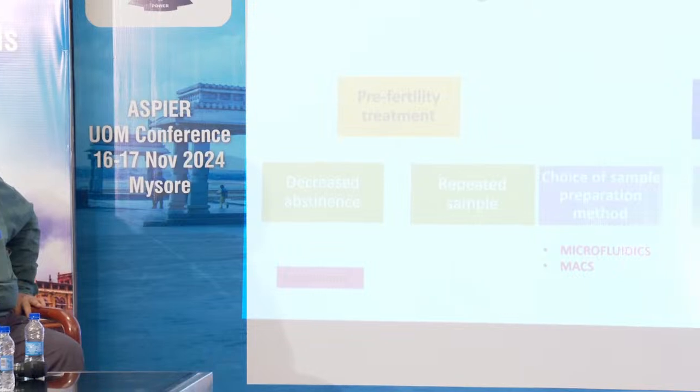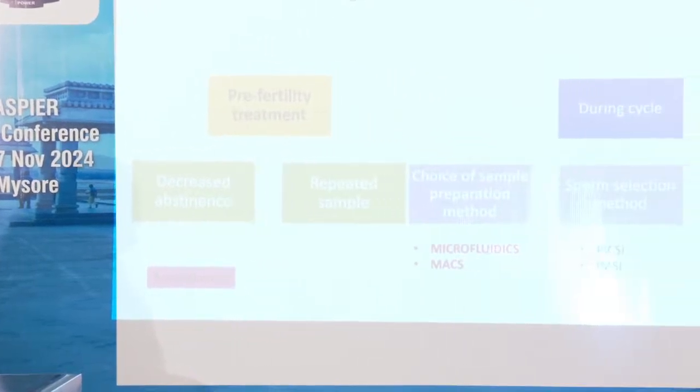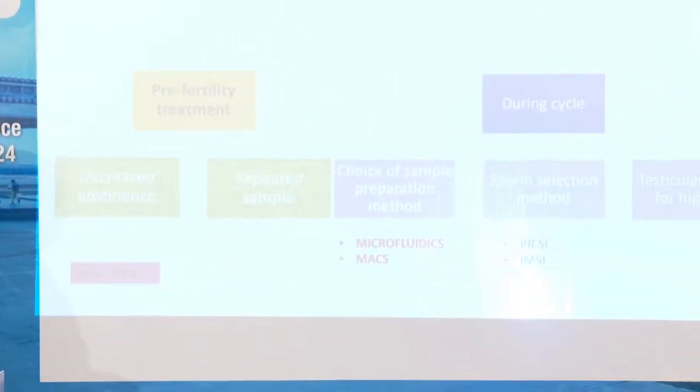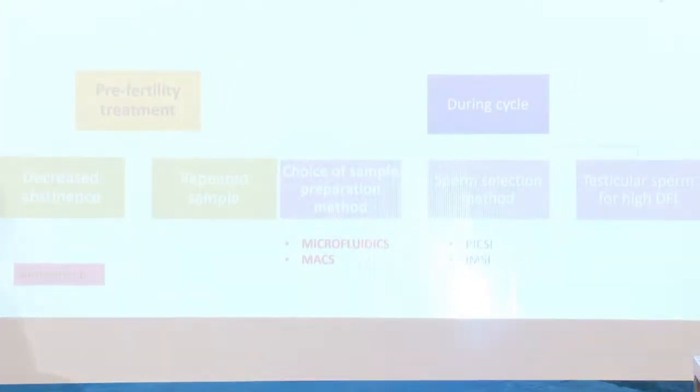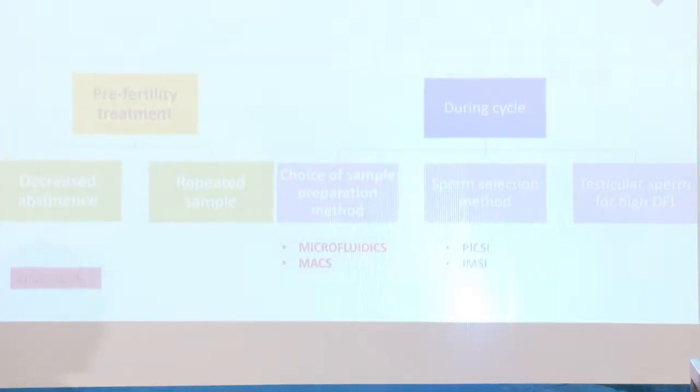So you discuss all the oral treatment and pre-fertility treatment, but we are going to discuss what you can do during the cycle, when pickup is done. Microfluidics, I think for the past 1 year I've seen the results and it is really good. Compared to MACS and other conventional methods, microfluidics is promising, because I've seen better embryo development, around 3 to 5% better with microfluidics.